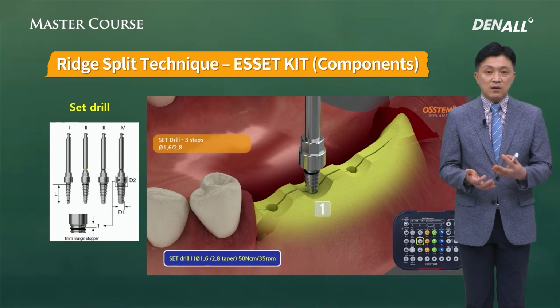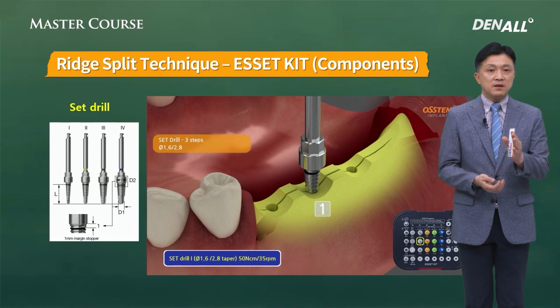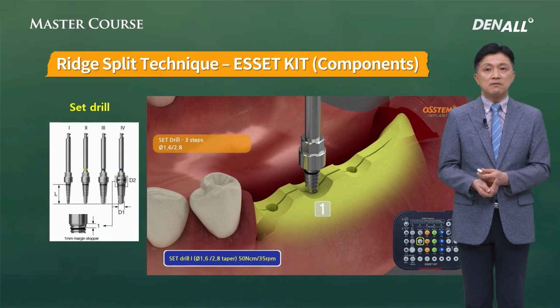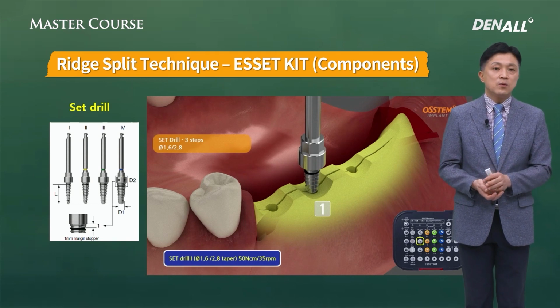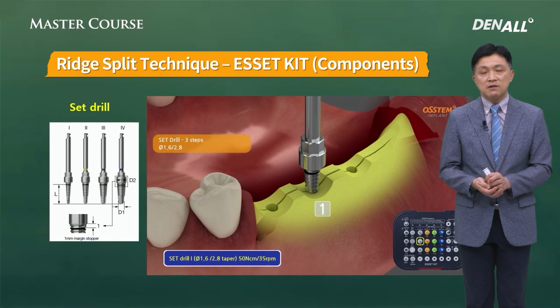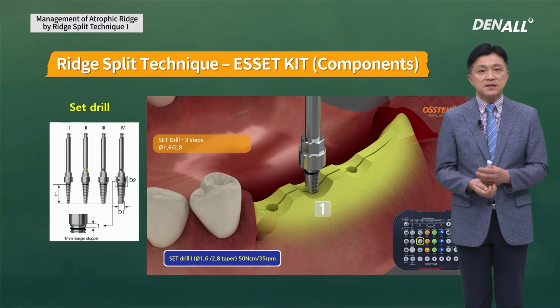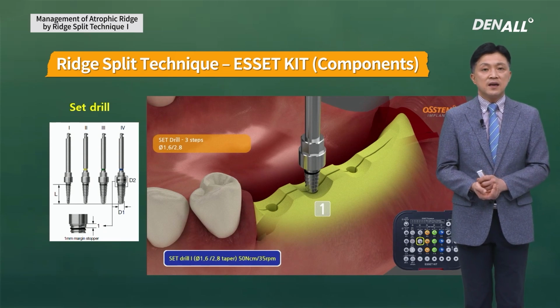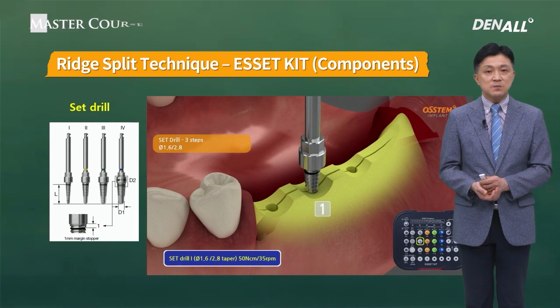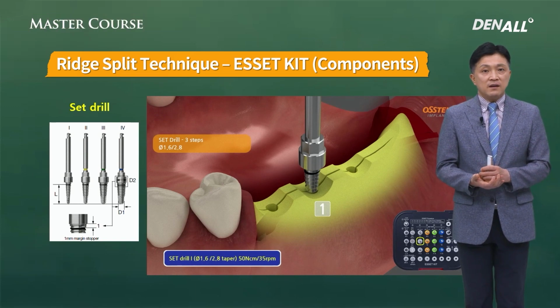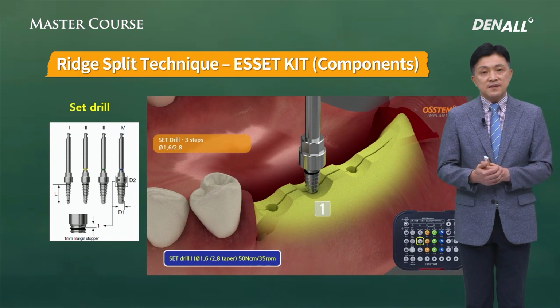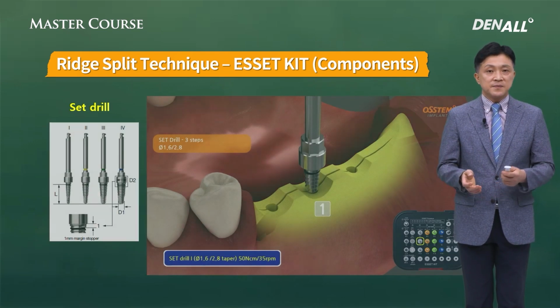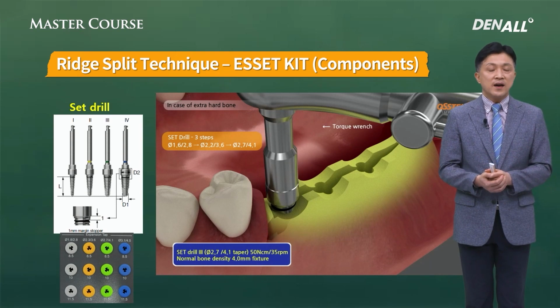Next is the set drill. After osteotomy, this splits the ridge. There's number 1, 2, 3, and 4 set drill. You can place a 4 mm or 4.5 mm implant. The implants, you can place 4 and 4.5 mm implant using the asset kit. You use these 4 set drills. The order of using the set drill, in the case of distal free end, you start off with the one in the middle, distal and mesial one.